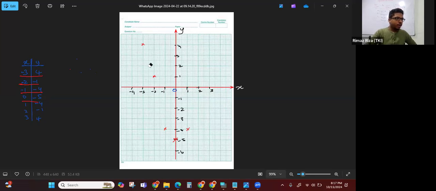By the way, this point here is wrong. When x equals minus 2, y equals minus 1. Minus 1 is when x is here. Okay. And this is when x equals 2, y equals minus 1. And when x equals 3, y equals 4. So we have marked the points and then we want to draw the best fit.